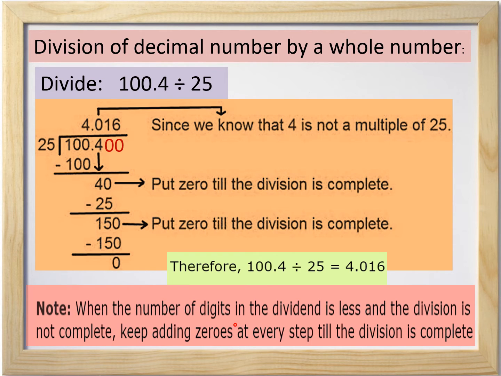When the number of digits in the dividend is less and the division is not complete, keep adding zeros at every step till the division is complete. So here, children, when the division was not complete after 4, we added zeros, and we kept adding zeros until the division was completed. Is it clear, children?